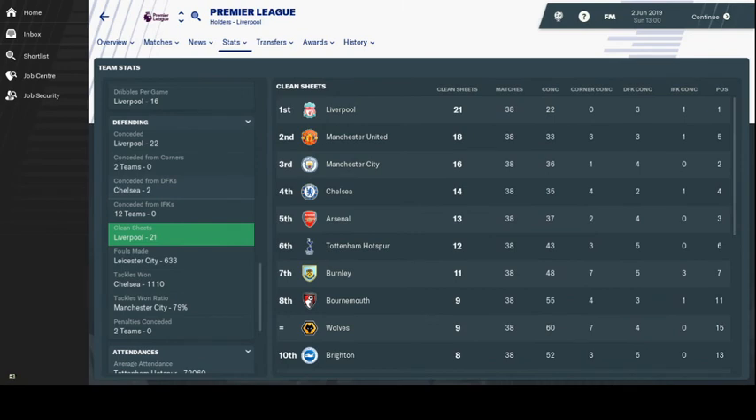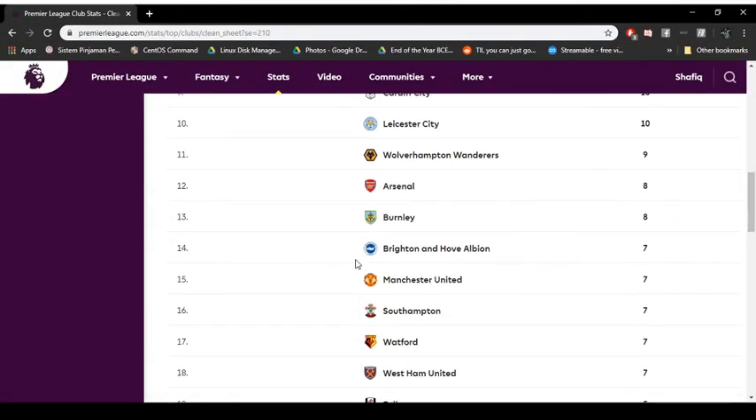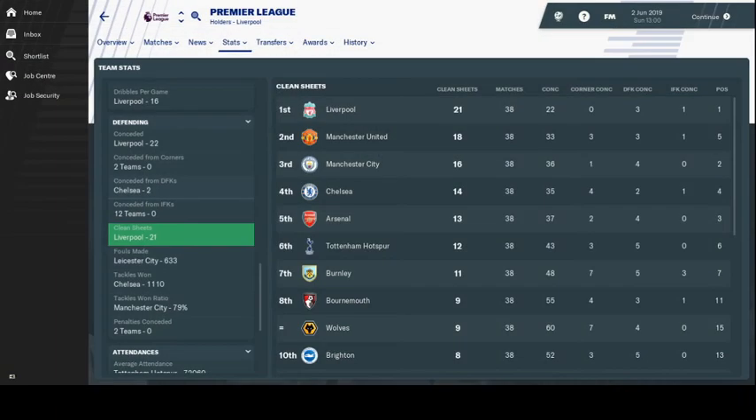Now, in the simulated version, we could see Manchester United getting 18 and Manchester City getting 16. In real life, Manchester City got 20, while Manchester United got only 7. They are ranked 15th in this one. You can see the results over here.